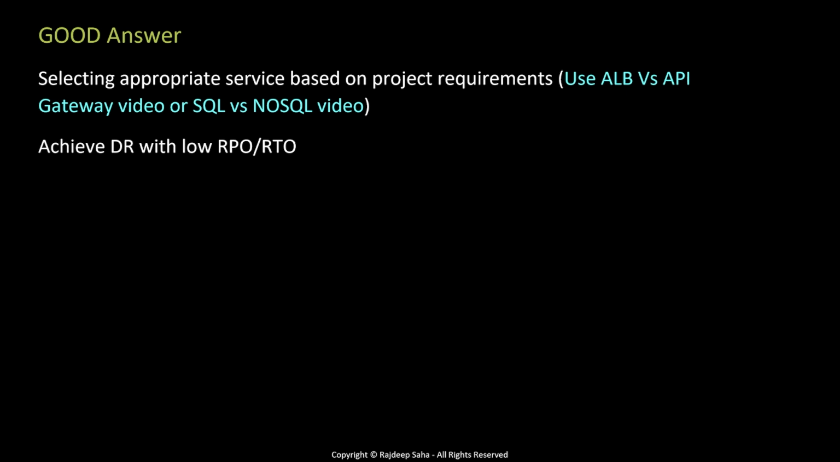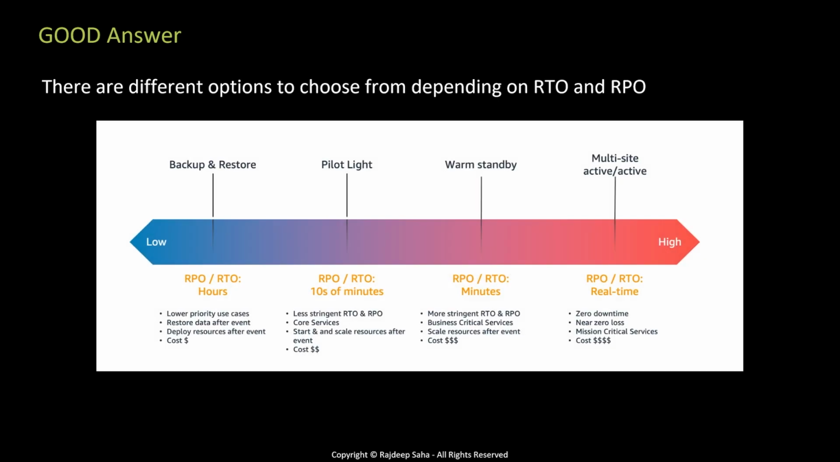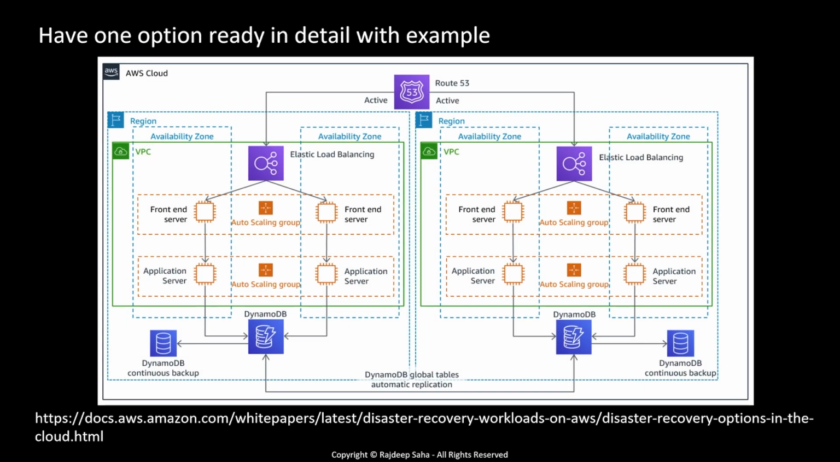Another technical challenge in a real-world project is achieving disaster recovery with low RPO and RTO. There are different options to choose from depending on RTO and RPO for disaster recovery. Have one option ready in detail with an example. AWS actually provides one option where it does active-active and all that good stuff, so you can study this. If you want to mention this technical challenge and the interviewer wants to dive deep, you have one example that you can answer.